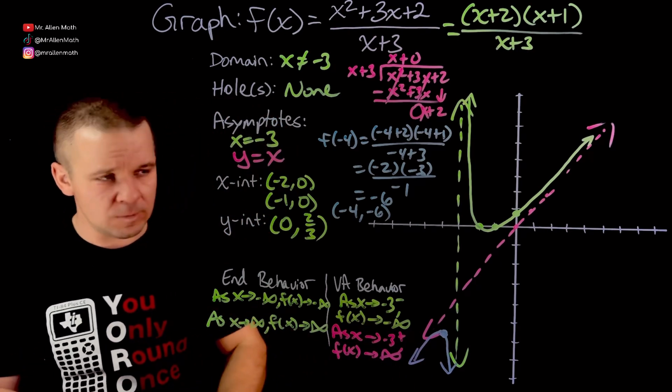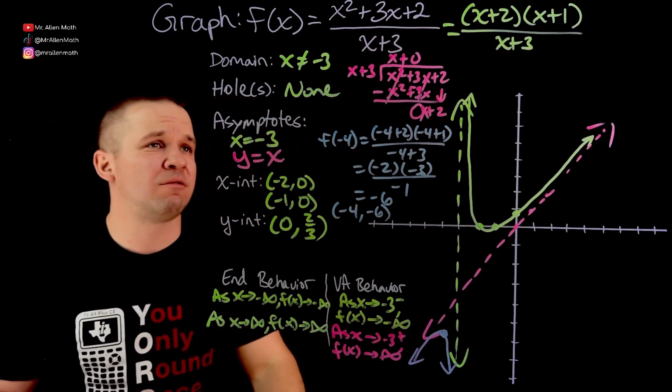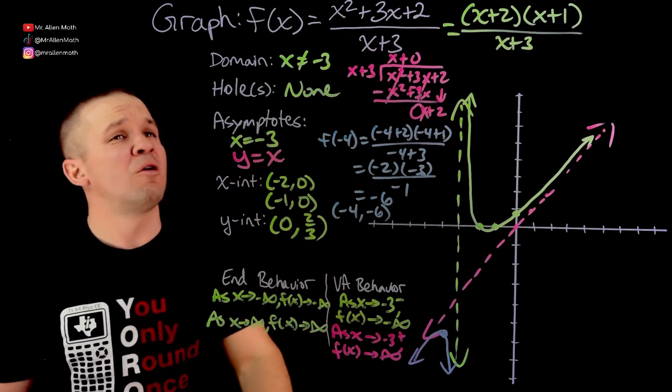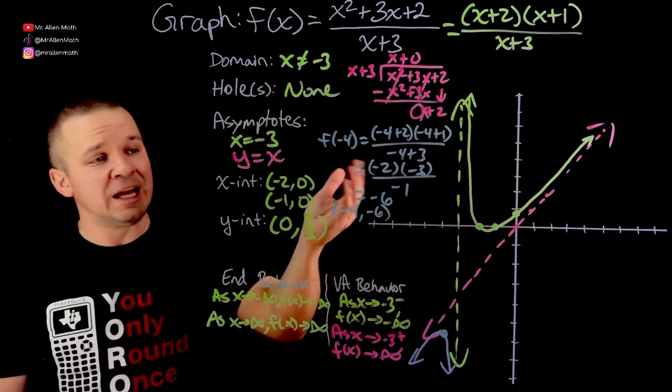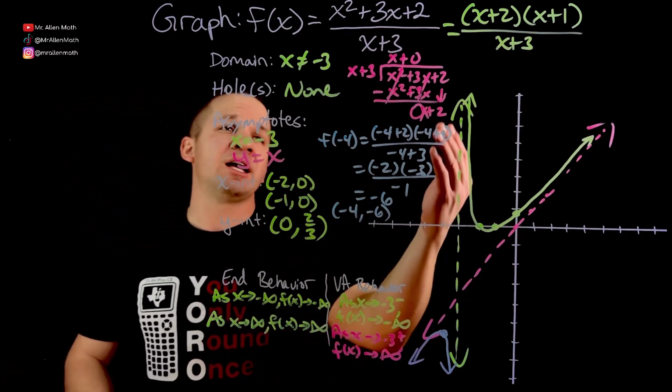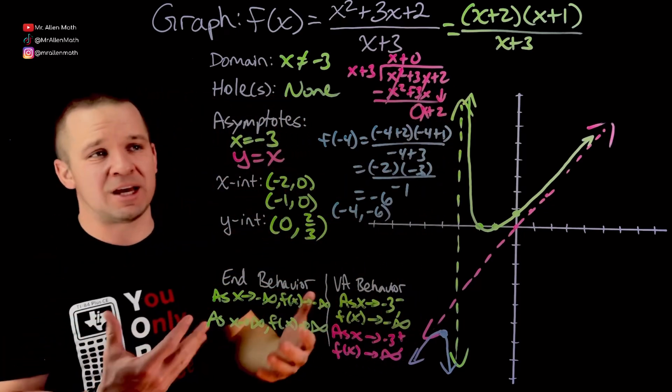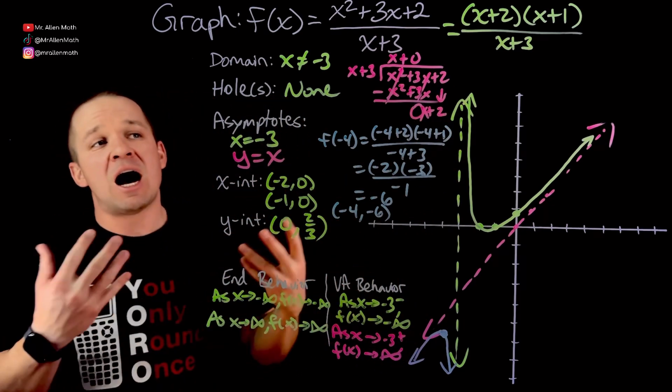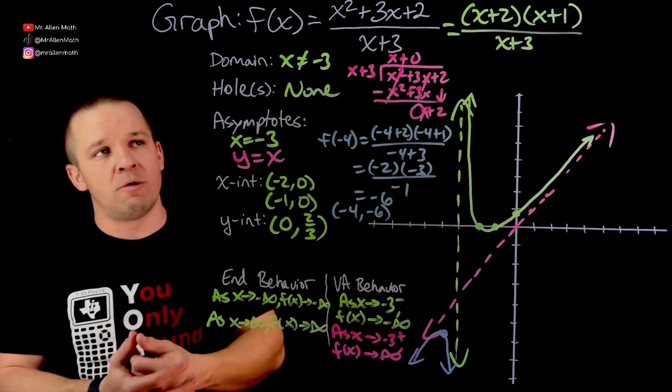Cool. There's a lot going on here on this rational function with an oblique asymptote, but hopefully that helps. Again, you could do long division. You could also have done synthetic division and get the same result. I just prefer long division for this one because it always works.